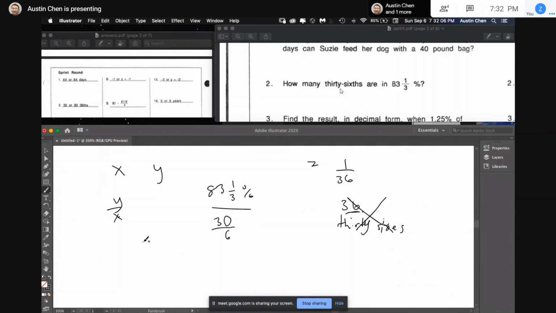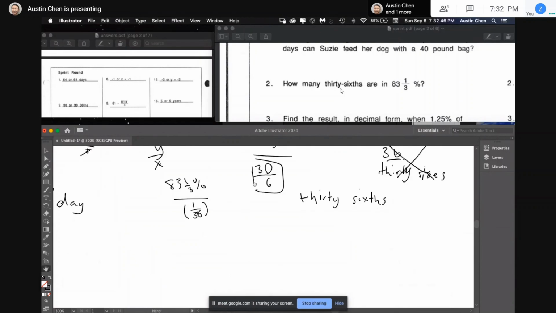Okay, I am good with that. So Bill's saying that if they meant 30 over 6, they would say 36, and because there's a hyphen, they mean 1 over 36. Okay.